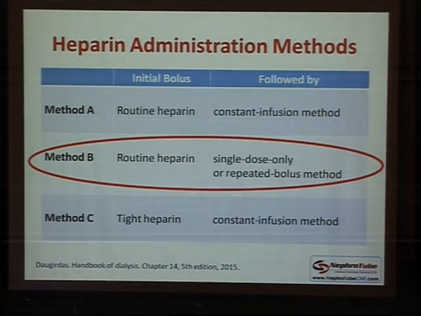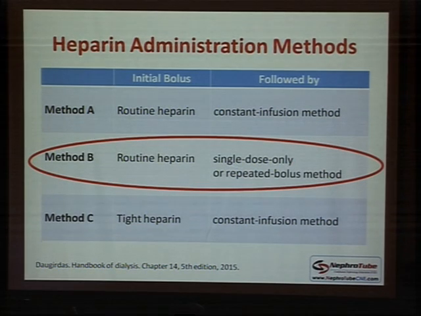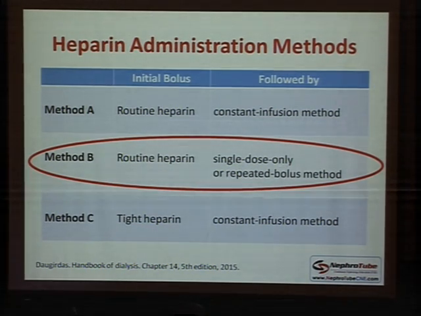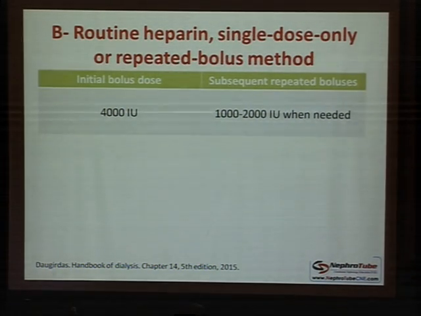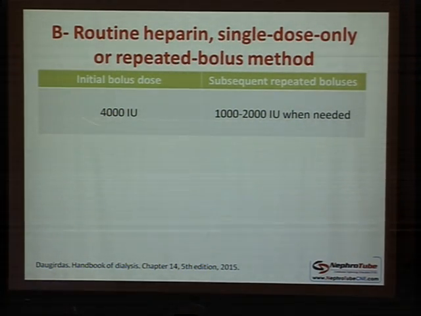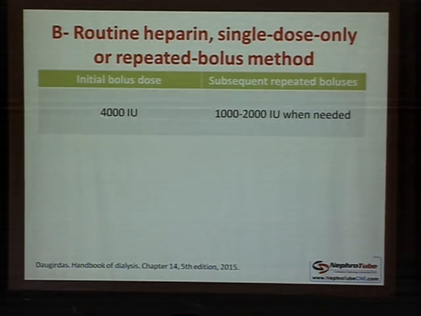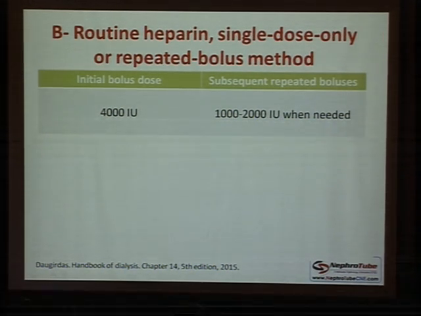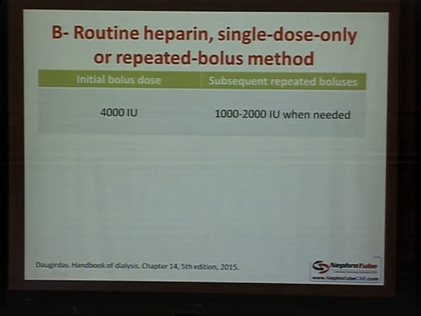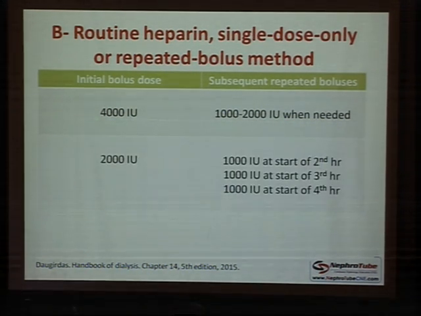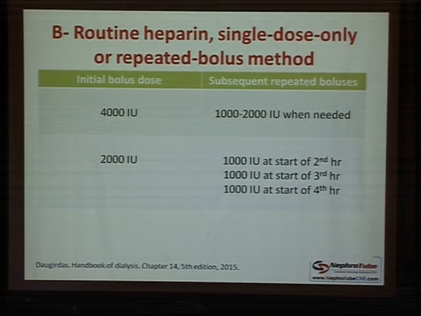Regarding the second method, which is using routine heparin at the start, followed by repeated boluses or only the first initial bolus, different protocols are available. Some centers use 4,000 international units as the initial bolus, followed by subsequent repeated boluses when needed if they feel that there is some clotting in the hemodialysis filter, machine, or lines. This is my own center's experience.